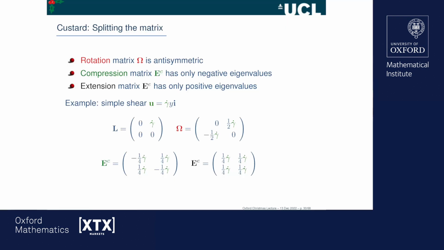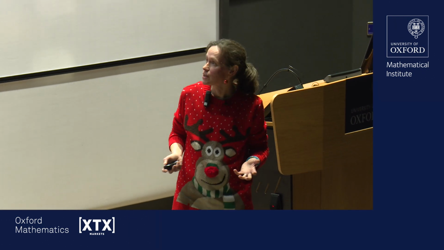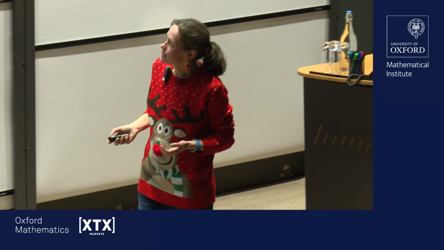That's represented by this matrix L. And if I split that into its symmetric and antisymmetric parts, the antisymmetric is given there as omega. It's got half gamma dot on the diagonal and minus half below the diagonal. And then the symmetric part E has to be the other half of L, right? So it's got half gamma dot above the diagonal, half gamma dot below the diagonal, and nothing on the diagonal. And when I split that up into the components with positive and negative eigenvalues, this is what I get.